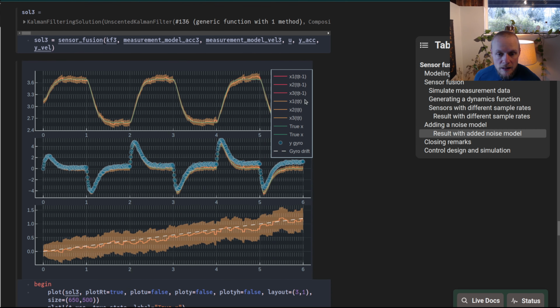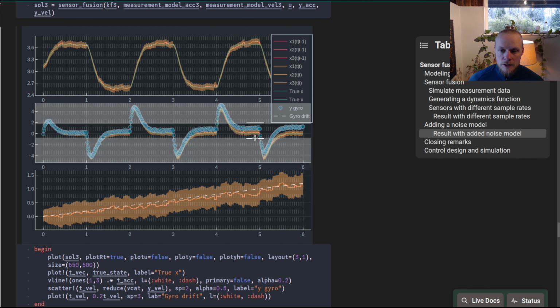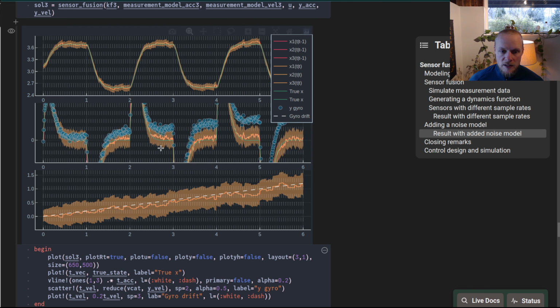And now we see a plot that looks similar to before, but we now have this third state variable that corresponds to the estimated drift. And I've indicated the true drift here with this white dashed line. So we see that the estimate here, it has rather wide confidence bands, but it generally tracks the drift reasonably well. But perhaps more interestingly is that now I don't have this drift, this bias in the velocity estimates.